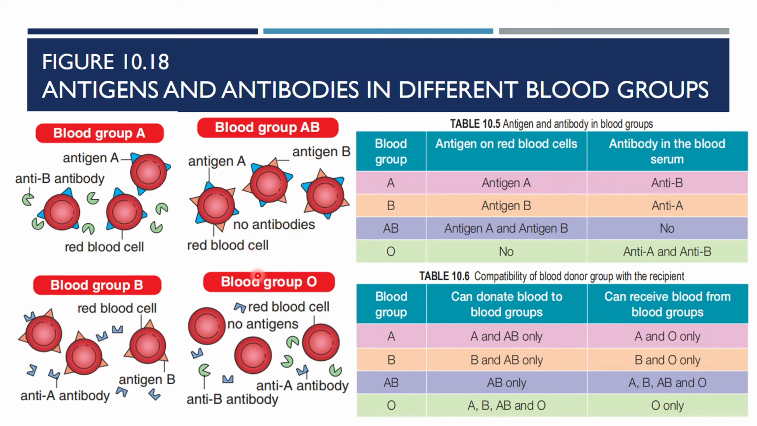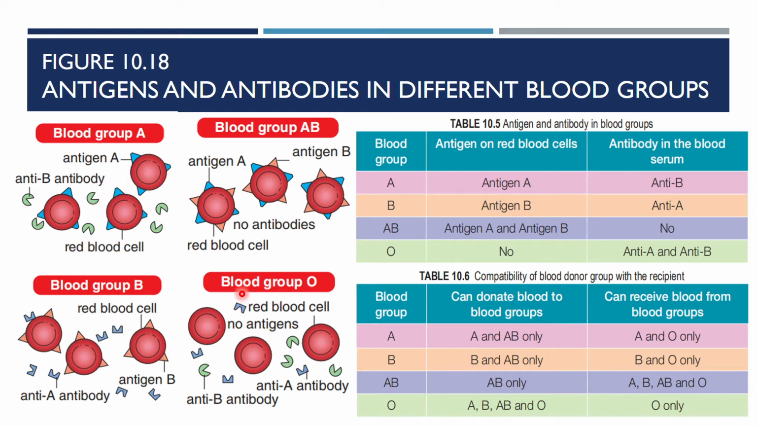But how about blood group O? There are no antigens on the red blood cells, but there are both anti-B and anti-A antibodies in the blood serum. Therefore, because blood group AB has no antibodies in the serum, they can receive blood from all types of blood group. They are also known as the universal recipient because no antibodies will react on the antigen of their donor.